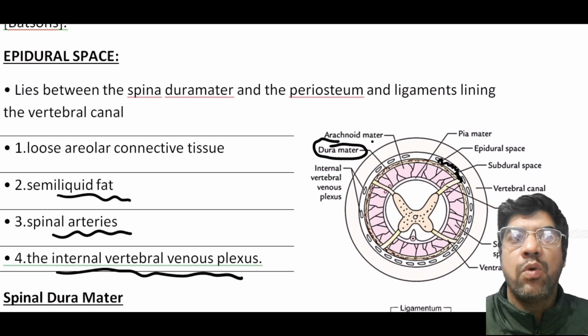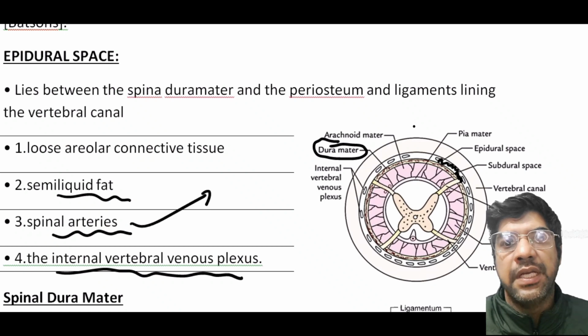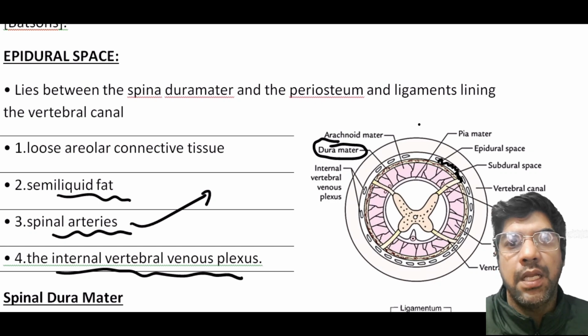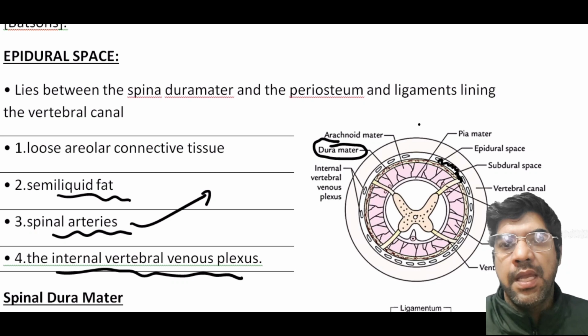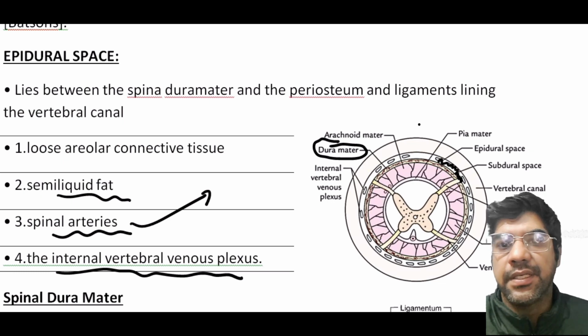Now, what is the role of the spinal arteries? Remember, spinal arteries originate from different sources at different levels. They enter the vertebral canal through the intervertebral foramen, and they help in supplying the spinal cord, spinal nerve roots, meninges, and ligaments, etc.